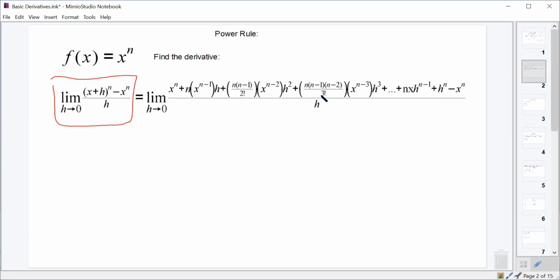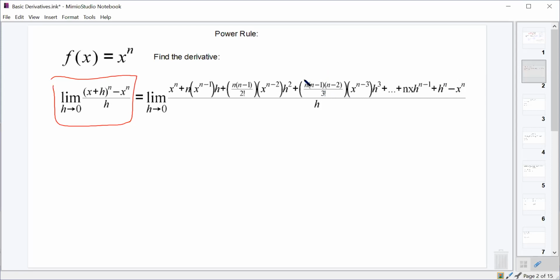You don't need to know exactly how all of these things were derived and where they came from for this particular class. Just accept that I've done this correctly. Everybody okay with accepting that I have expanded that x plus h to the n correctly?